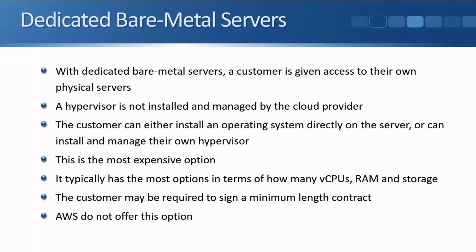The last of the three options is dedicated bare metal servers. With these, a customer is given access to their own physical server down at the lower server level. I'll explain what that means a bit more in the next slide. A hypervisor is not installed and managed by the cloud provider. The customer can either install an operating system directly on the server, or they can install and manage their own hypervisor. This is the most expensive option of the three, and it typically has the most options in terms of virtual CPUs, RAM, and storage options that are available.